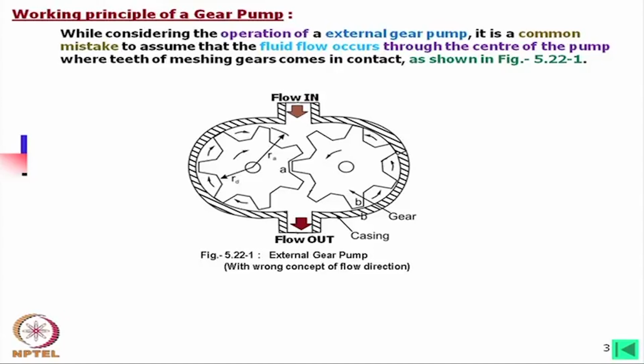Now, first of all, what is the working principle of gear pump? While considering the operation of an external gear pump, it is a common mistake to assume that the fluid flow occurs through the center of the pump where teeth of meshing gears come in contact. Normally, if a gear pump plan view is seen, then many people may think that as the gears are rotating in this direction, this must be flow in and this must be flow out, but actually it is not.